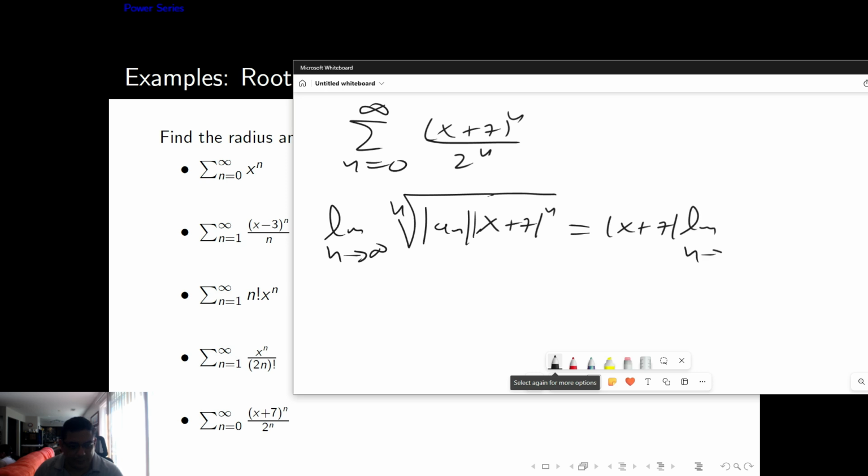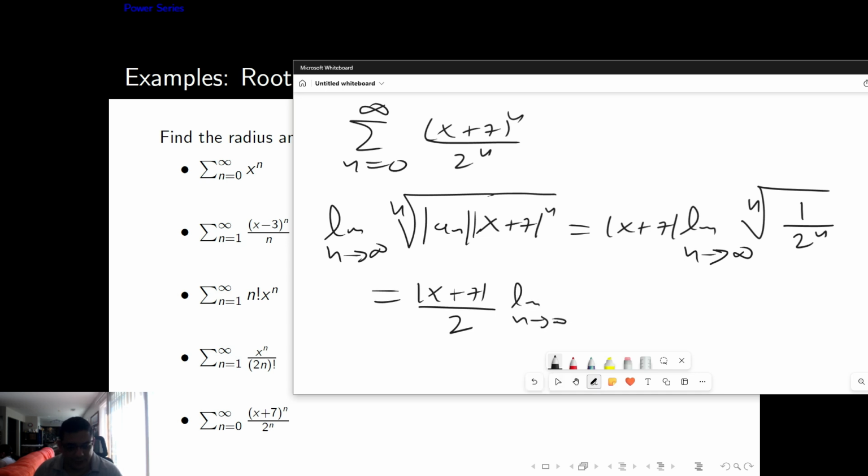Limit when n goes to infinity of the n-th root of 1 over 2 to the n. And so as is to be expected, the n-th root is going to cancel out this power n here, and we're just going to get x plus 7 over 2. Since this will be limit when n goes to infinity of 1, which is 1. So x plus 7 divided by 2.